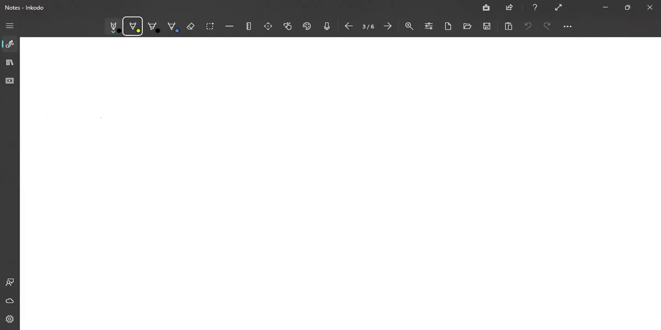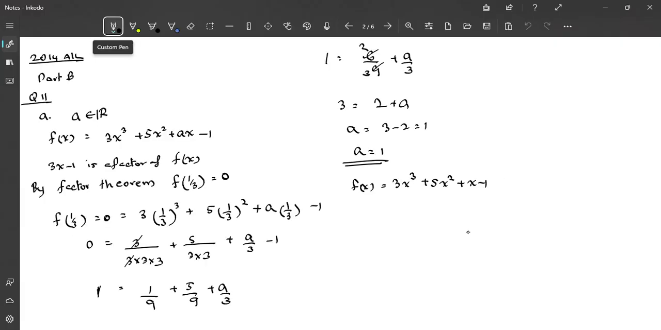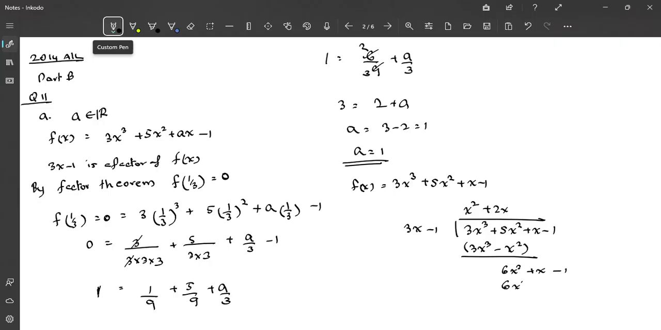But personally, I like the long division, so I will use the long division method. So I think I have enough space here. I do it here. 3x to the power 3 plus 5x squared plus x minus 1. You divide it by 3x minus 1. Okay. So within 3x you have x to the power 2. So 3x into this, 3x to the power 3 minus x to the power 2. 5 plus 1 is 6x squared plus x minus 1. Here 2x, 6x to the power 2 minus 2x. Then this will be 2 plus 1, 3x minus 1, plus 1.